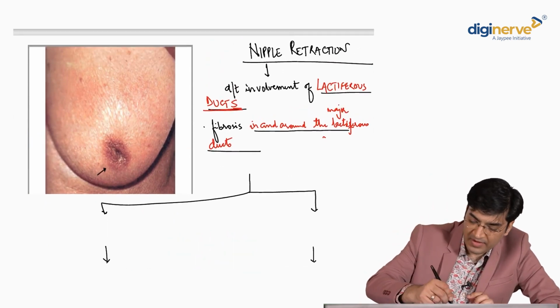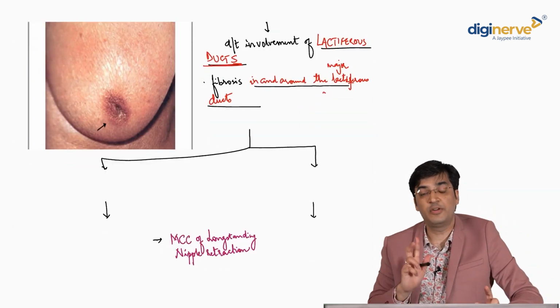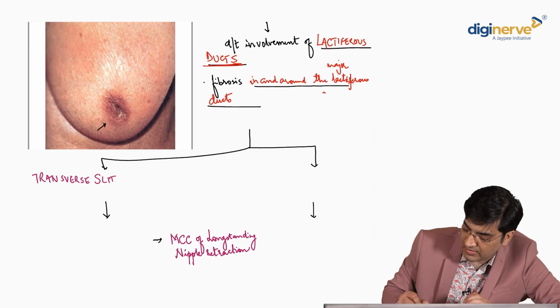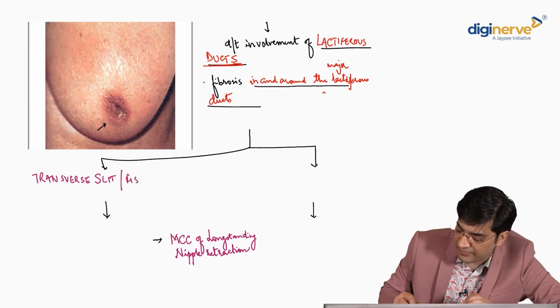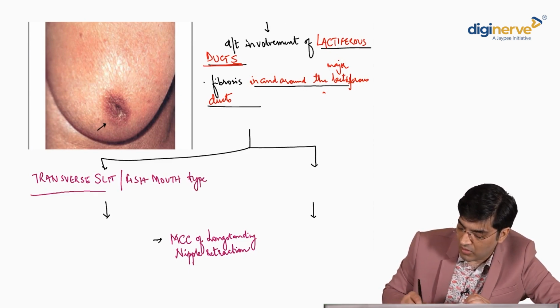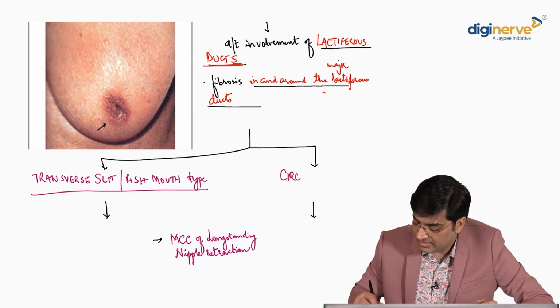Now, the next thing that you need to know with respect to nipple retraction is that it is of two types. Either it can be of the transverse slit or fish mouth type of retraction, or it can be a circumferential retraction.